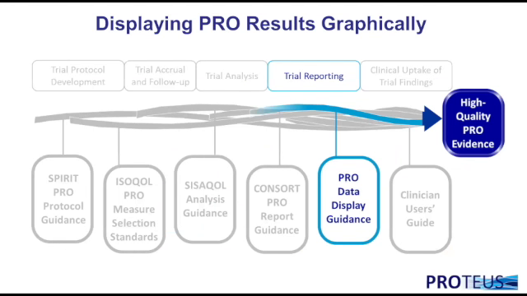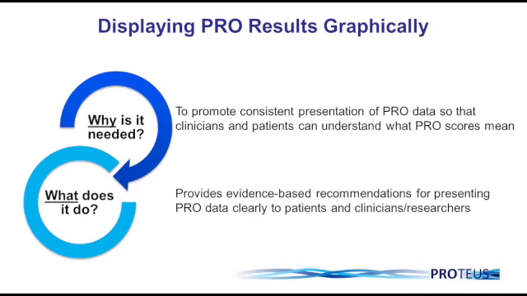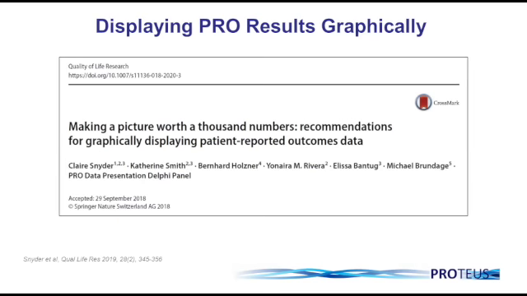Although the focus of this presentation is on guidance for PRO data display, displaying the data is only one component of overall best practices for reporting the PRO results of a clinical trial, as summarized by the CONSORT PRO Guidance Statement. We developed this guidance in order to promote consistent data presentation, arguing that consistent data display will facilitate clinician and patient familiarity with PRO findings and will therefore promote their understanding. These guidance recommendations were published in the journal Quality of Life Research in 2019.